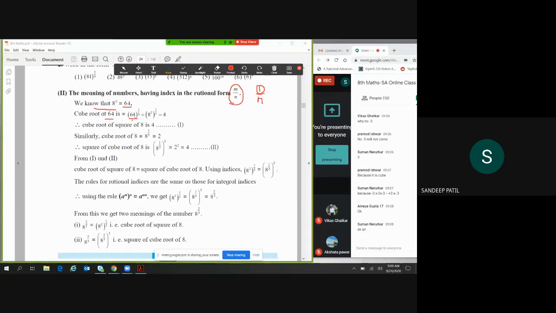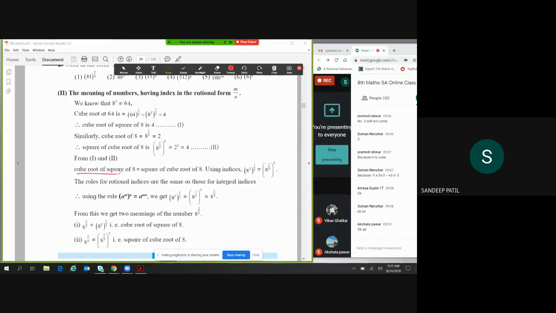So 64 raised to 1 by 3 becomes 8 square, right? 64 is nothing but 8 square. So 8 square raised to 1 by 3 becomes 4. So cube root of square of 8 is 4. This way also we can write. Similarly, cube root of 8 is 2. So square of cube root of 8 is 4. See the way they are writing these values. You can write both ways, like cube root of square or square of cube root. That's not a matter. So let's see how we can write in a different way.